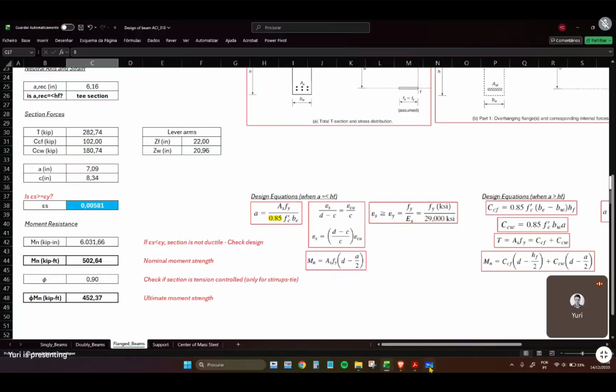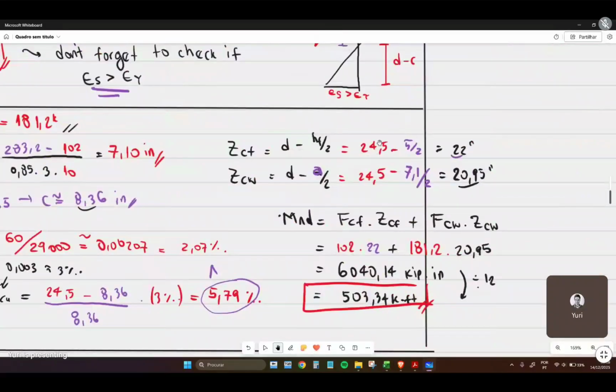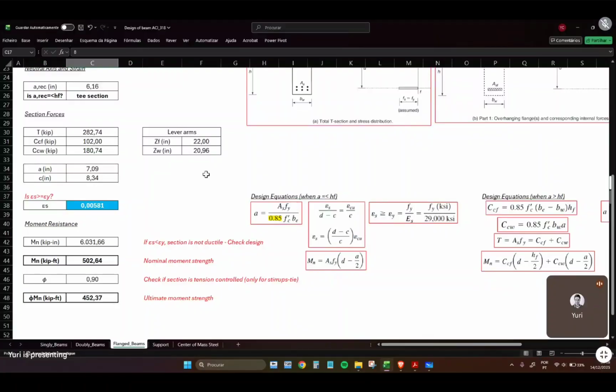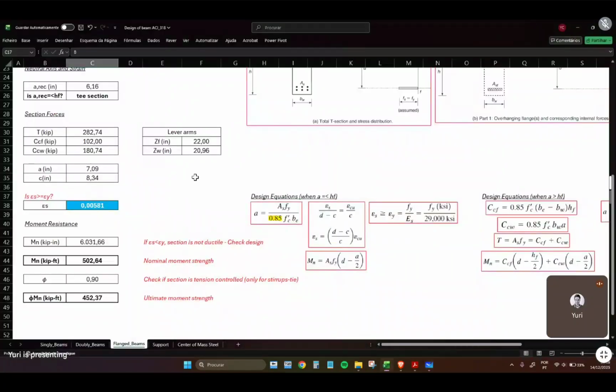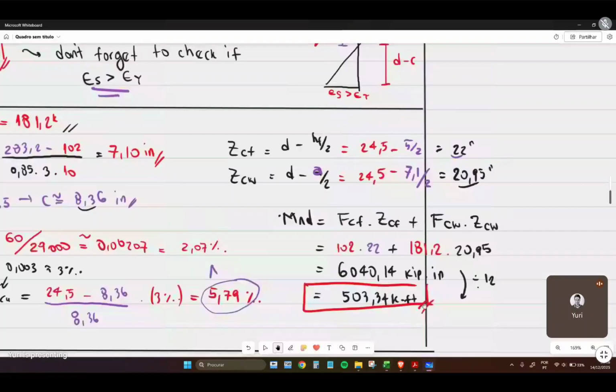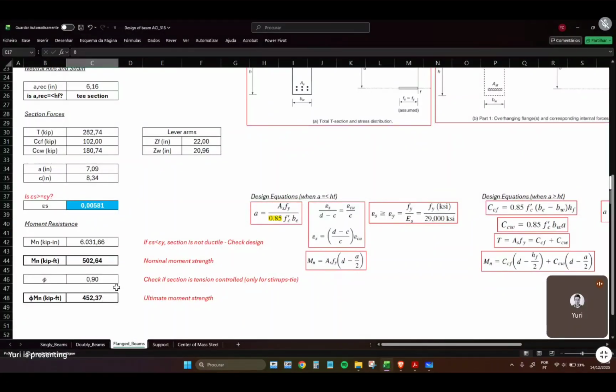So I think I made a mistake here. It's 22. No, I got it right. Yeah, 22 and 20.96. There is 20.95. So they're just slightly different numbers, but overall it's quite good. And then the bending moment based on the kip-feet. Okay. So yeah, just like we did in our exercise, the value was very, very similar. And I think this is a complete success.